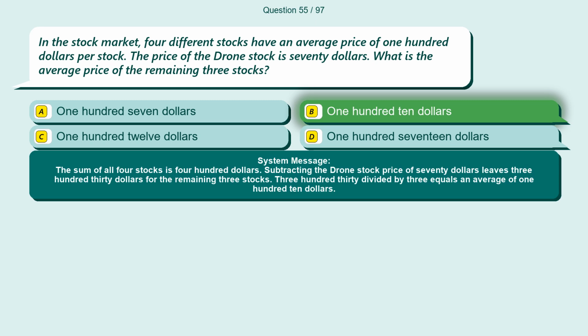The sum of all 4 stocks is $400. Subtracting the drone stock price of $70 leaves $330 for the remaining 3 stocks. 330 divided by 3 equals an average of $110.